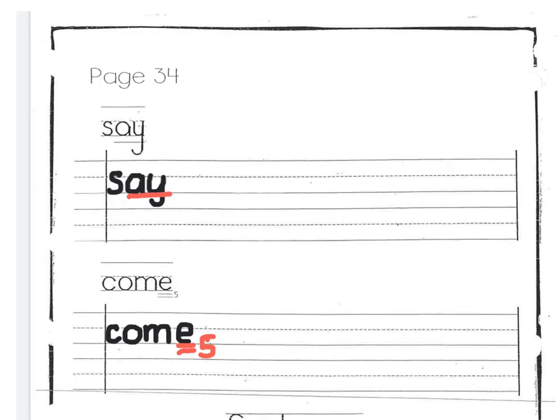Okay, we're going to spell come together as a class, kindergarten. So come, C-O-M-E, underline the E 2 times and put a 5. Okay, so right now, kindergarten, you can go ahead and finish off writing down the rest of your words for say, the rest of your words for come, and then you can do your sentences for say and come right after if you would like.